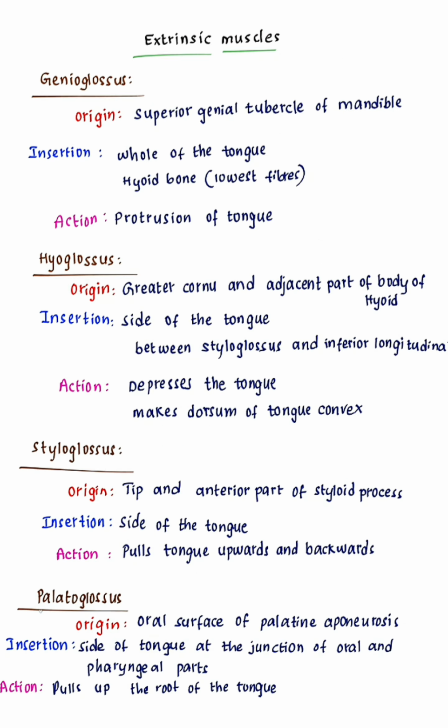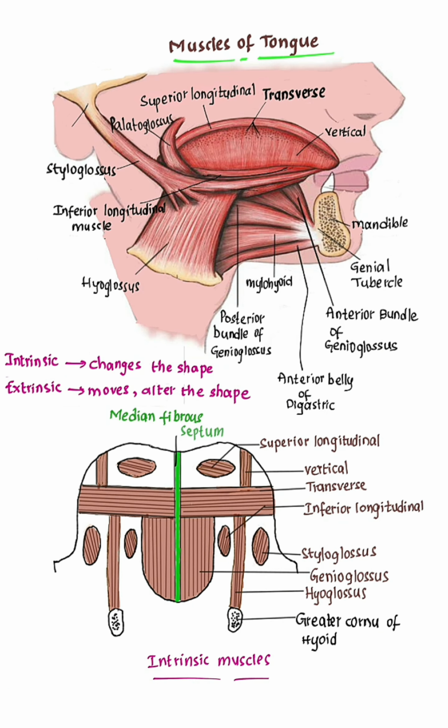Palatoglossus arises from the oral surface of the palatine aponeurosis. It is inserted into the side of the tongue at the junction of oral and pharyngeal parts. It pulls up the root of the tongue. When the muscle contracts, insertion moves towards the origin, so the palatoglossus pulls up the root of the tongue. It also approximates the palatoglossal arch.